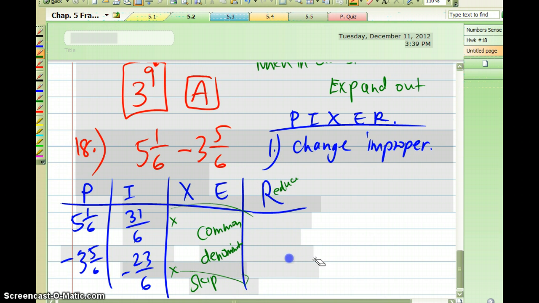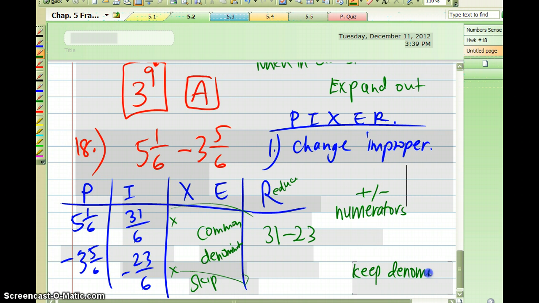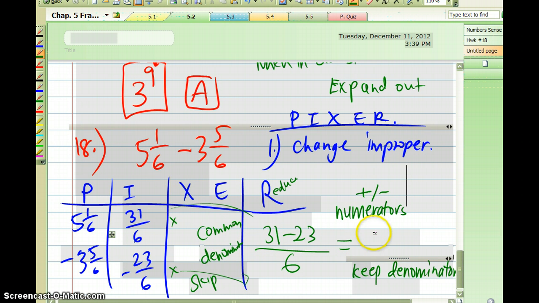And what I'm going to get is I have 31 minus 23. I always subtract the numerators, and then I always keep the denominator. Remember, the denominator means how big the slices of pizza are. So here's 6 on the bottom. When I subtract that, I will get 8 over 6, giving me 4 over 3, which is the same as 1 and 1/3. And my answer would be A.